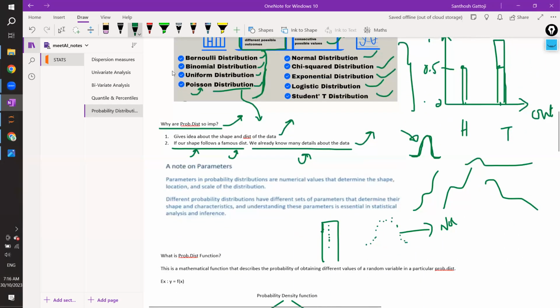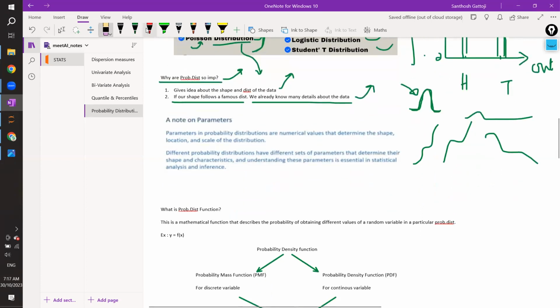After that, let's try to understand what the parameters are. Parameters in probability are numerical values that determine the shape, location, scale, and distribution. We'll see that different probability distributions have different sets of parameters. We'll see this when we look at the different probability distributions.